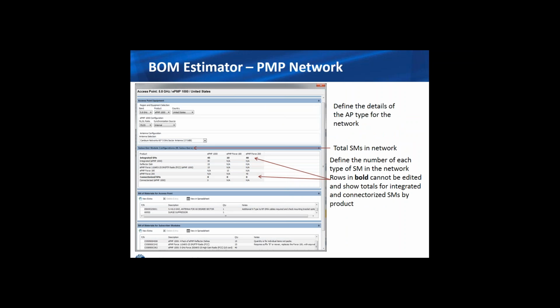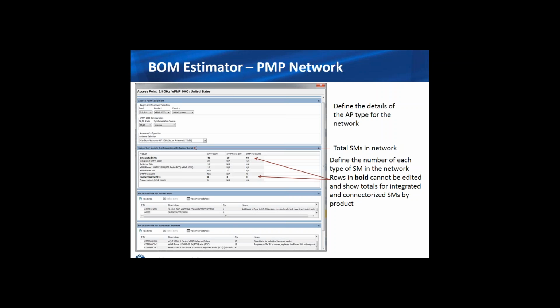So for the PMP network, same thing at the top, you set up how you want the access point network layer to be created. You only set that up once and assume that all your APs have the same configuration, and then below that you can set up the total number of subscribers that you need, and it gives you the different options of the different subscriber products that you have available to you. And again, you can fill in the boxes.